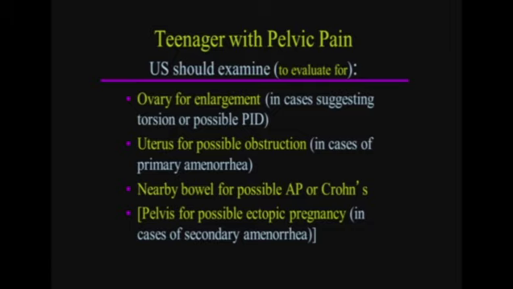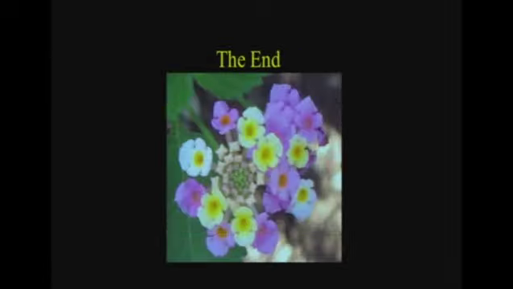Perforated appendicitis will not have a tubular blind ending structure of greater than 6 millimeters, but might have a collection nearby. And in cases in which there's a question of pregnancy, checking the pelvis for possible ectopic pregnancy is something to be concerned about if there's secondary amenorrhea.